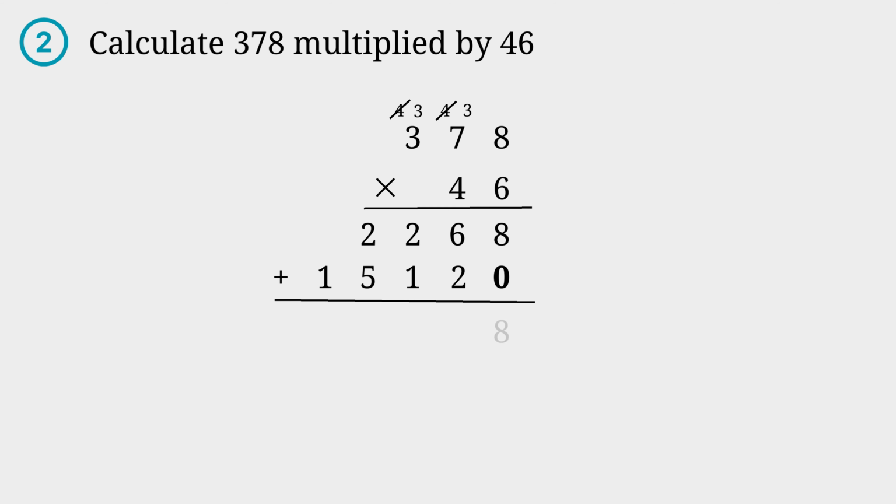8 plus 0 is 8. 6 plus 2 is 8. 2 plus 1 is 3. 2 plus 5 is 7. And finally, 0 plus 1 is 1. And there you have your answer, 17,388.